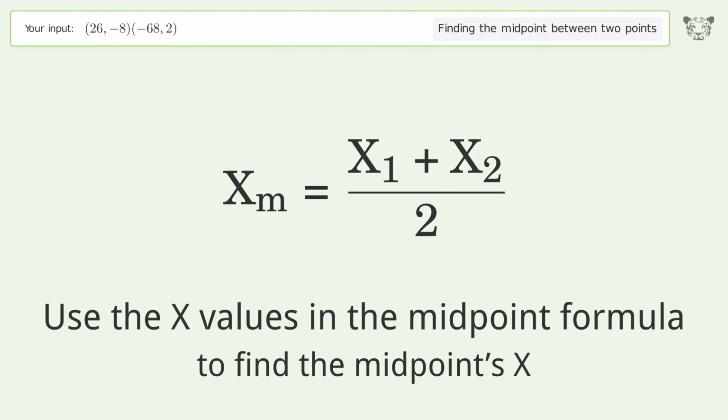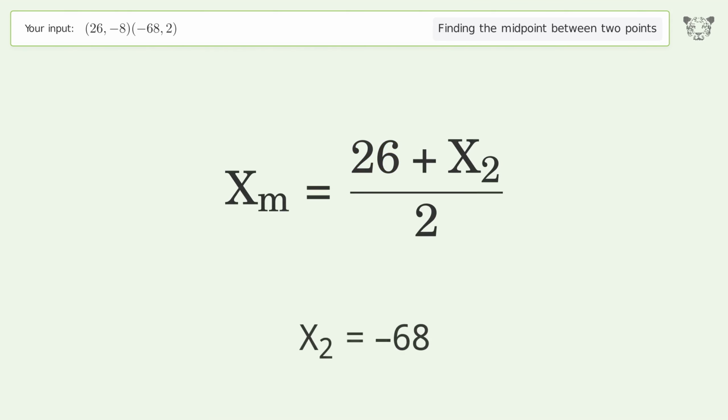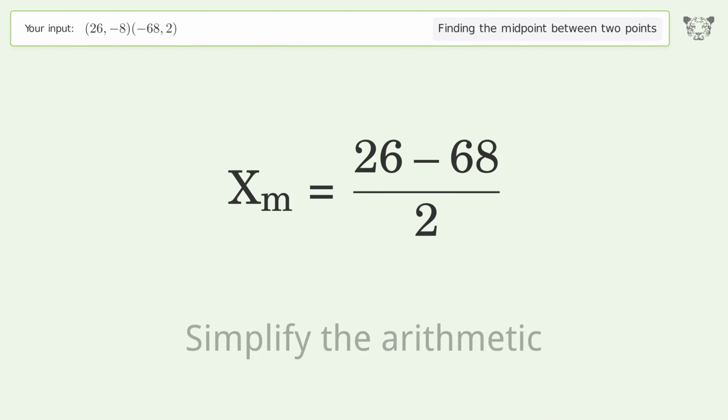Use the x values in the midpoint formula to find the midpoint's x. x1 equals 26. x2 equals -68. Simplify the arithmetic.